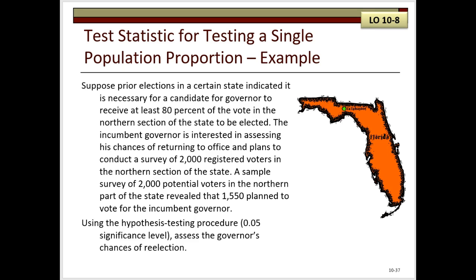Suppose prior elections in a certain state indicated it is necessary for a candidate for governor to receive at least 80% of the vote in the northern section of the state to be elected. The incumbent governor is interested in assessing his chances of returning to office. A sample survey of 2,000 potential voters in the northern part of the state revealed that 1,550 planned to vote for the incumbent governor. Using the hypothesis testing procedure at 0.05 significance level, assess the governor's chances of re-election.